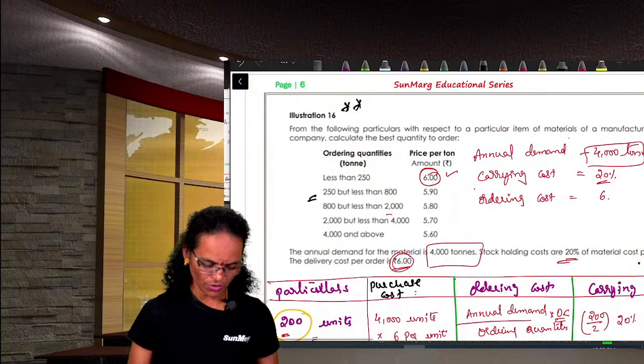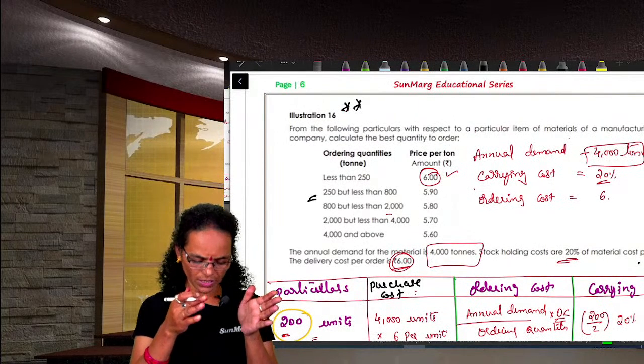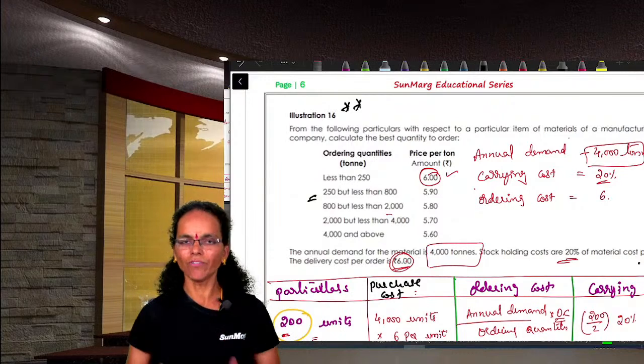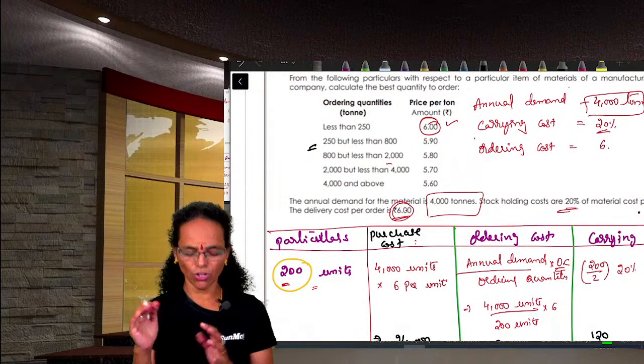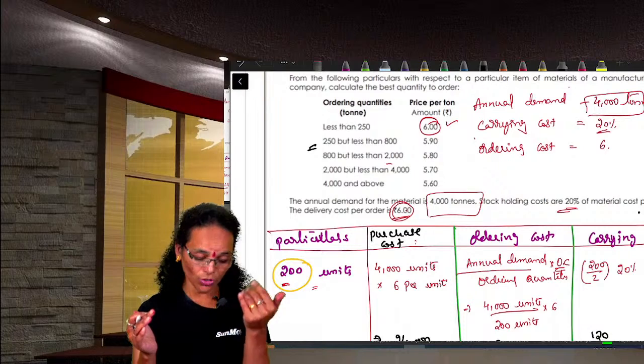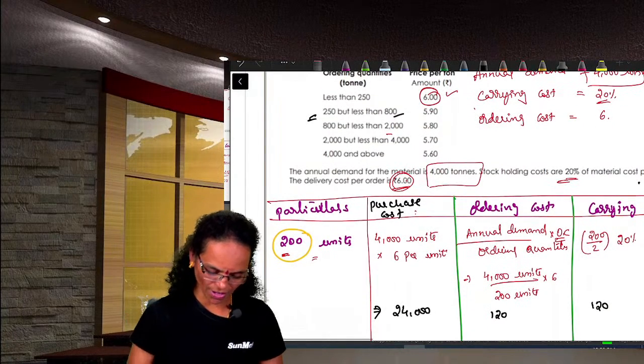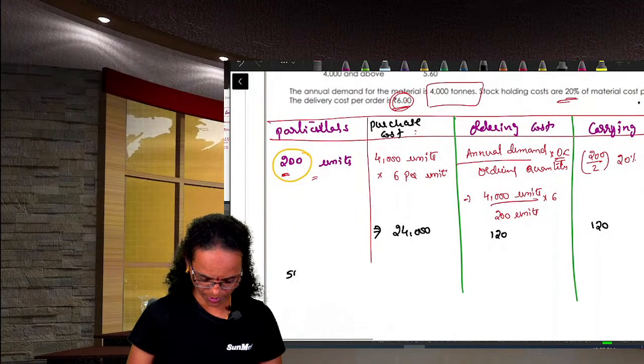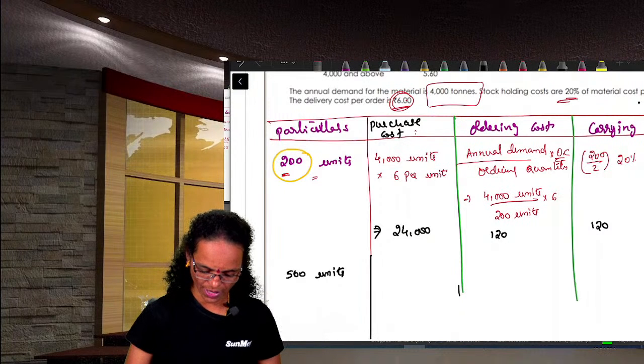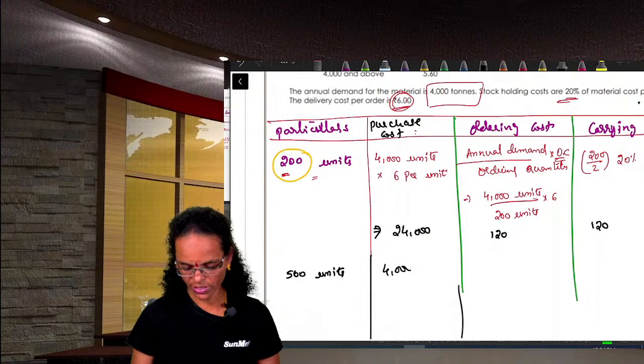Second one, 250 but less than 800. You go for 500 units, or else you can go for 600 also, 700 also, but don't go as 251 or 799, not like that. So we can take 500 units. 500 units in a single go. Again 4,000 units need to be purchased.